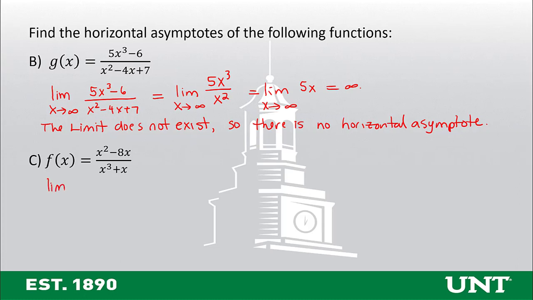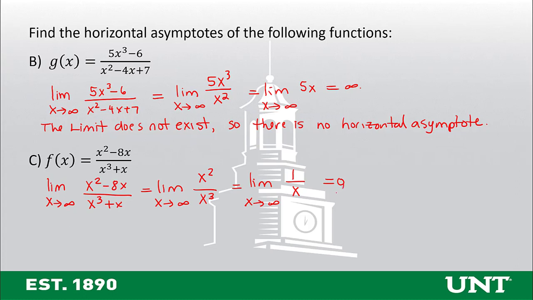C. F of x equals x squared minus 8x divided by x cubed plus x. Let's follow the methods of parts A and B. That is, find the limit as x approaches infinity of x squared minus 8 times x over x cubed plus x. This is equal to the limit as x approaches infinity of the ratios of the highest degree terms. In this case, it'll be the limit as x approaches infinity of x squared divided by x cubed, which simplifies to 1 over x. So we would write the limit as x approaches infinity of 1 over x.